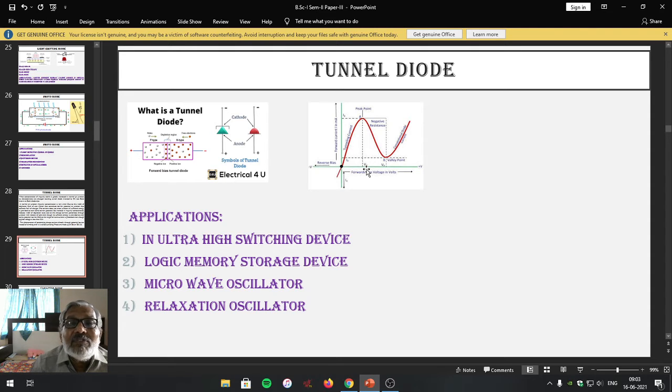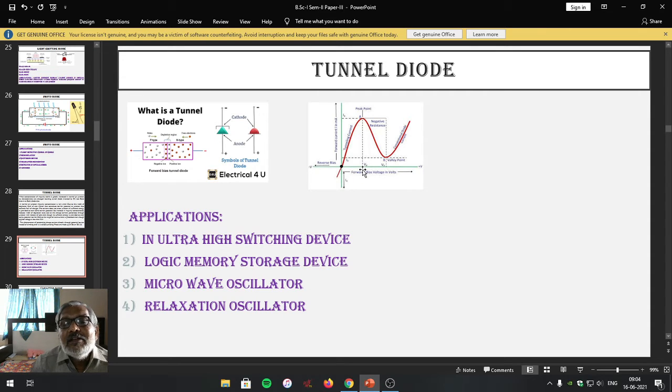This we are describing from the nature of the IV characteristics of the tunnel diode. From the nature we can say this is the point where current is 0, voltage is 0. In this direction voltage is increasing. In this direction current is increasing. From the nature we can get that as voltage increases, current also increases. At a particular point, current becomes maximum. That particular point is called the peak point, and the current at that particular point is called the peak current. Voltage at the peak point is called the peak voltage.